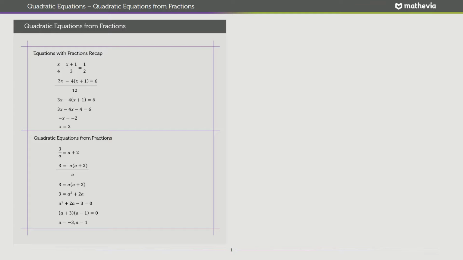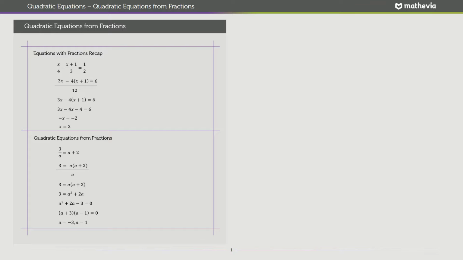Okay, so quadratic equations from fractions usually occur when you have a variable as a denominator. In this case we had to multiply. First we found the LCM. The LCM in this case is just a, because a is the only denominator here, and then we say a divided by a is 1, multiplied by 3, you have 3.